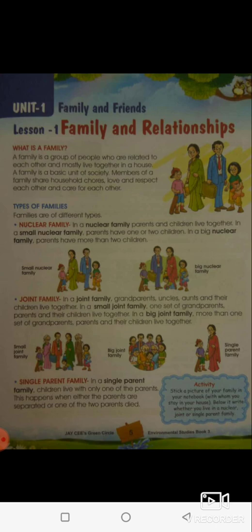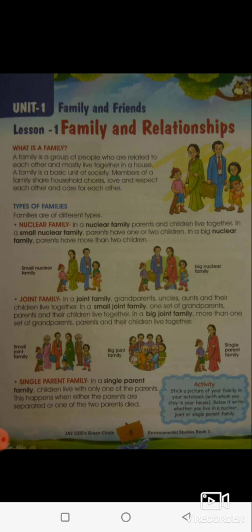Like we live together with our parents, our grandparents, our brothers, our sisters, our cousins, our aunts, uncles, all these. All these people live together and make a family. A family is a basic unit of society. So, society begins from a family. A society is formed or consists of many families.